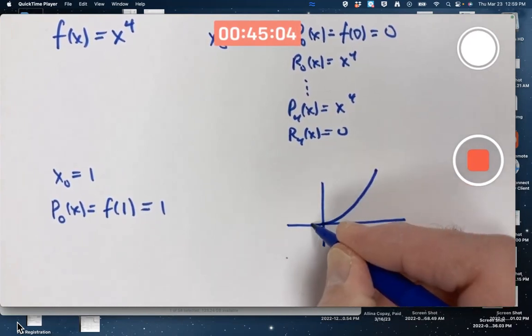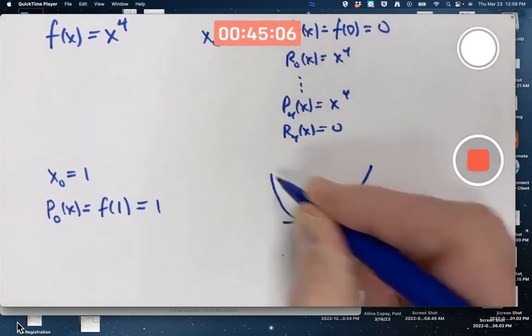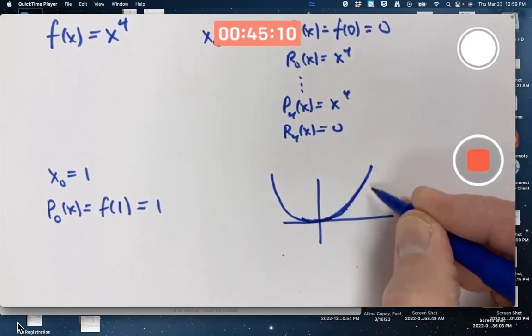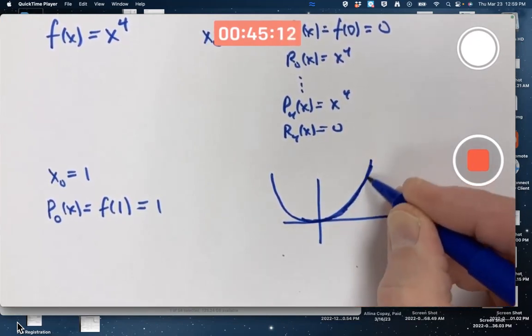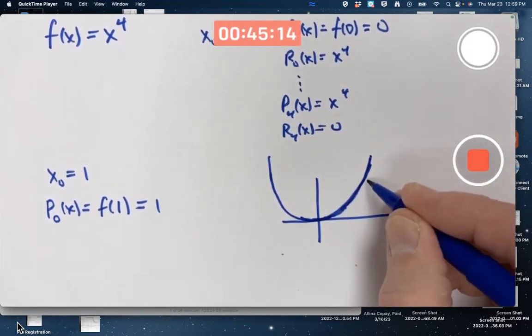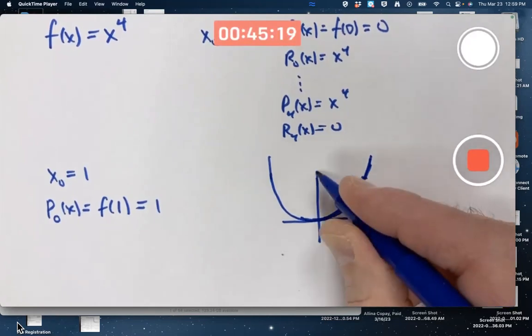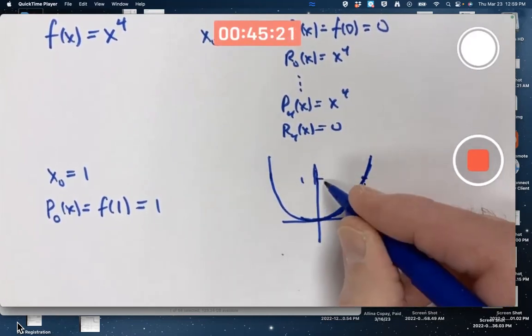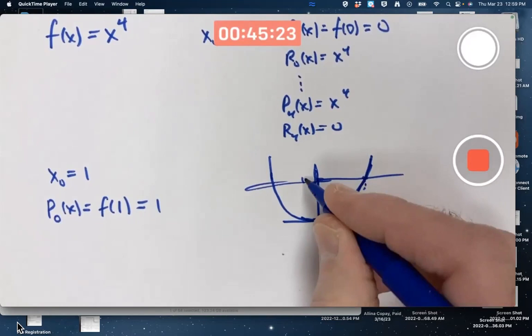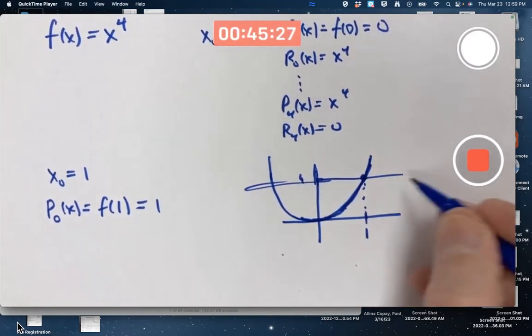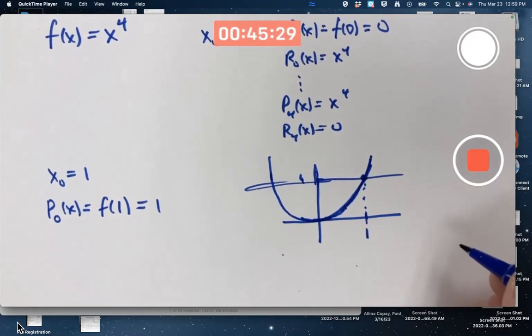So here is x to the fourth. Kind of looks like a parabola, though it is flatter near the origin than a parabola is, and goes up faster as you get further away. 1 is right here, say. We're approximating the function value with a constant function. It does a perfect approximation at 1, but not so good as you move away from 1.